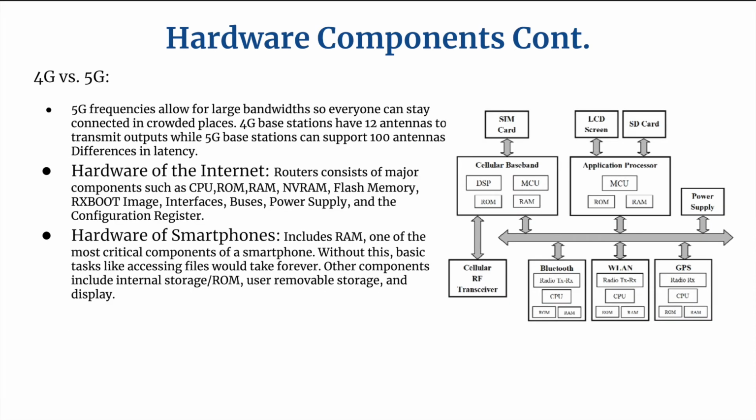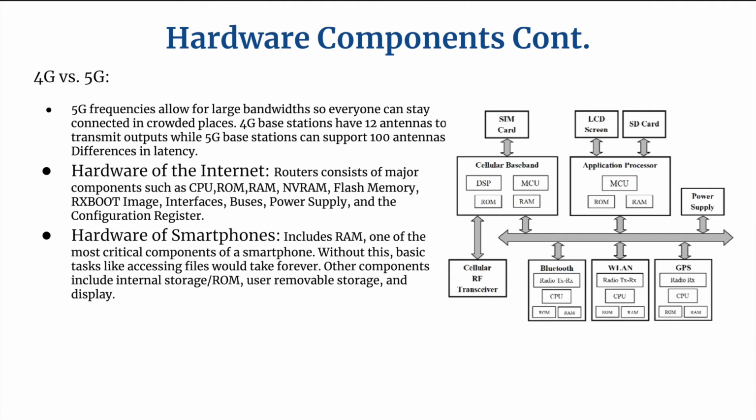So going into the hardware components of 4G versus 5G, the 5G frequencies allow for large bandwidths so everyone can stay connected in crowded places. 4G base stations only have 12 antennas to transmit outputs, while 5G base stations can support up to 100 antennas. This causes a difference in latency.